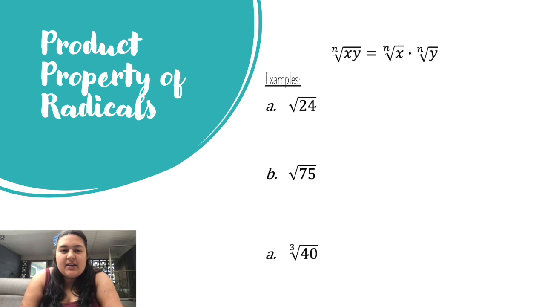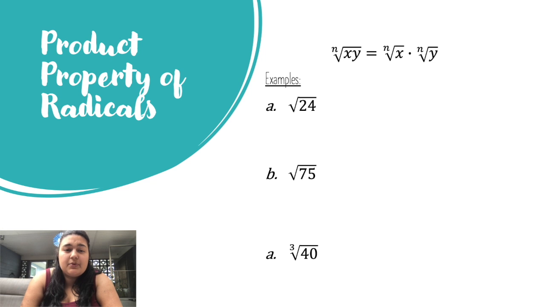Here I have the nth root of x times y is equal to the nth root of x times the nth root of y. I know that looks like total gibberish right now, but basically what we're doing is separating these factors and keeping that nth root. So n meaning any number, could be square, could be cube root, fourth root, whatever. We're going to keep the root and we're just separating the factors. Let's see this in action.